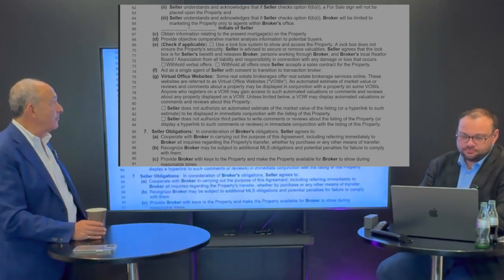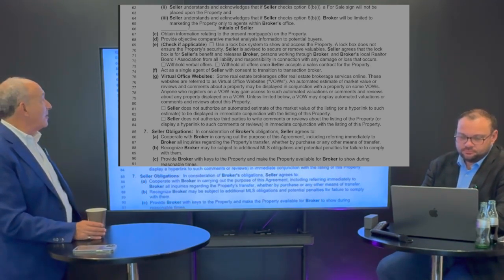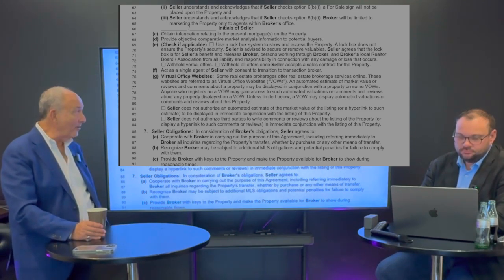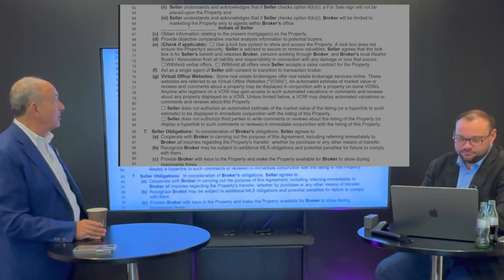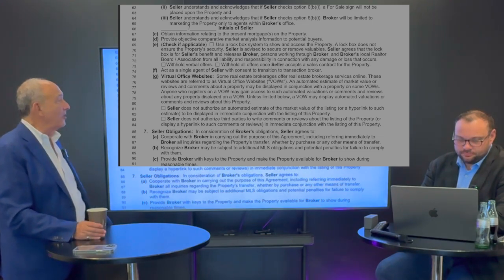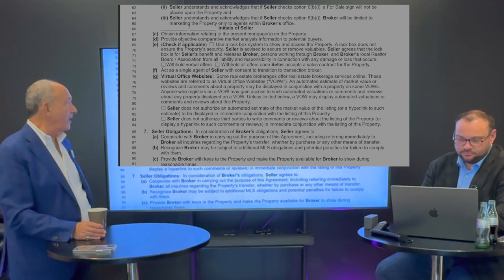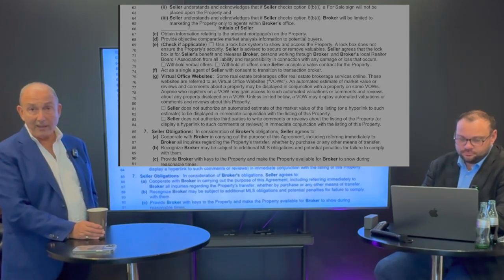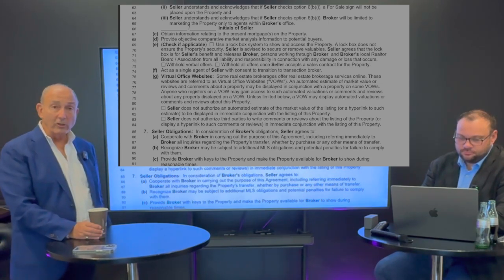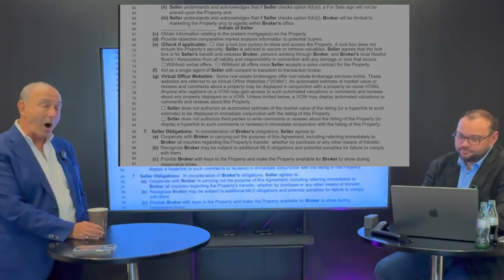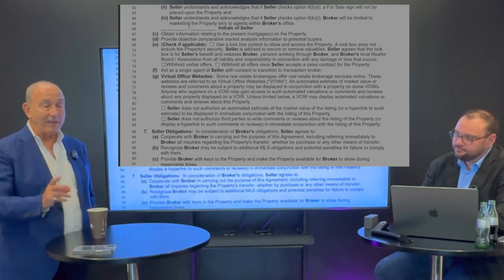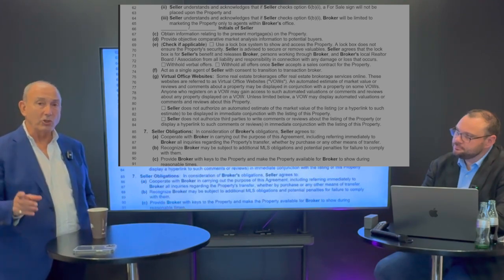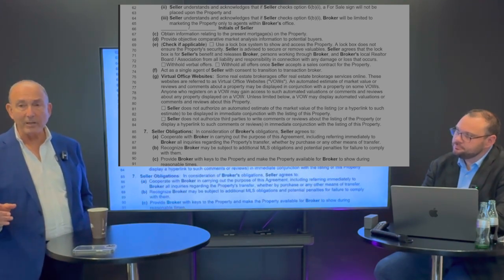So paragraph E, line 69. Use the lockbox system to show and access the property. The lockbox does not ensure the property's security. Seller is advised to secure or remove valuables. The seller agrees the lockbox is for their benefit, and they're releasing the broker and everybody working through the broker from any liability or responsibility in connection with any damage that occurs. I suggest you check that box and you learn the scripts and dialogues about why you want to put a, now I'm talking about the electronic Supra lockbox, not a combination lockbox.